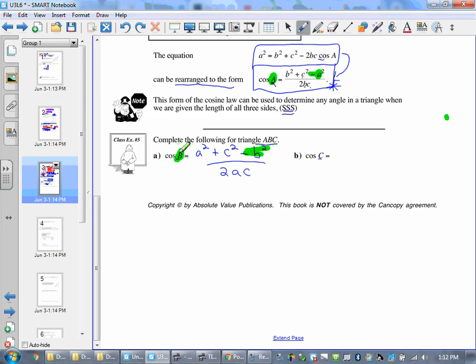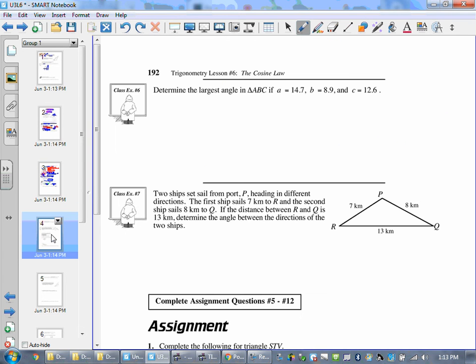We're supposed to do it in the second one. All right, how'd this go? Good. Michaela, what'd you get? A squared plus b squared minus c squared over 2ab. Awesome. Everyone else get that? Okay, so let's do an actual problem with this.